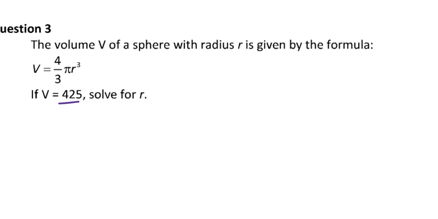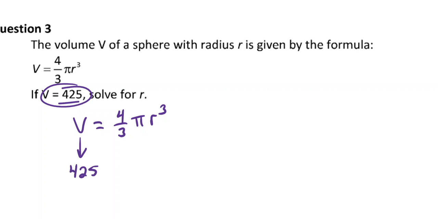But the way we do this is, here, I'm just going to write down the equation again. So that'd be v is equal to 4/3 pi r cubed. Now, they've given us the volume. So instead of a v, I'm actually going to just throw in 425, because that's what the volume is. So 425 is equal to 4/3 pi r cubed.